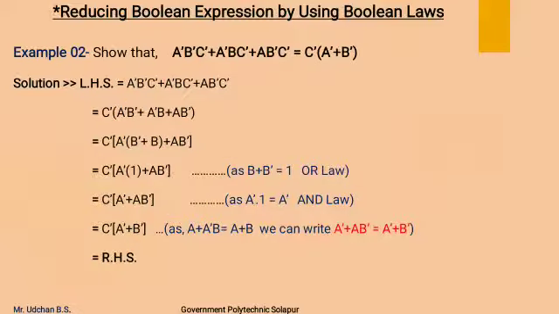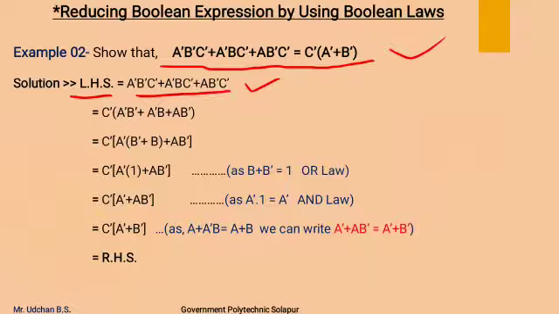Next, we will see the second example, that is a bar b bar c bar plus a bar b c bar plus a b bar c bar is equal to c bar into a bar plus b bar. This we have to prove. So first I have taken the left hand side of the equation, that is the equation given as it is. Now here I have taken c bar common from these three terms. So the equation will be c bar into bracket a bar b bar plus a bar b plus a b bar.